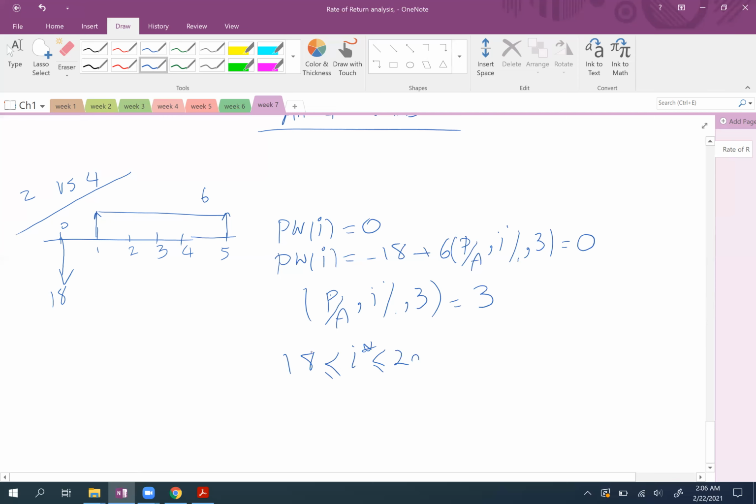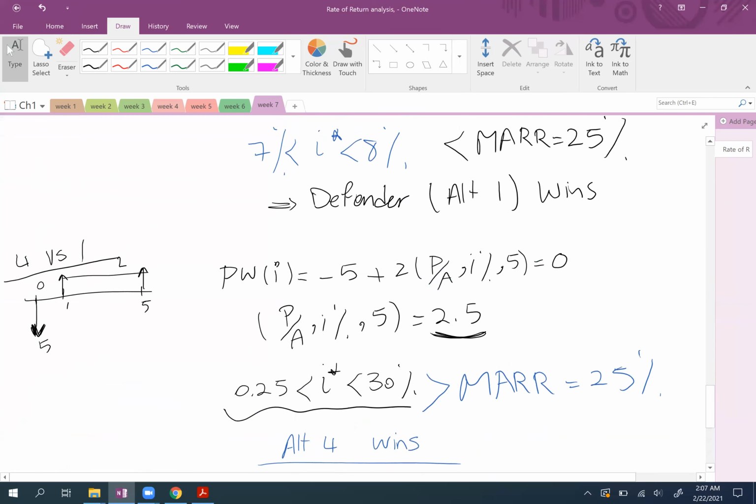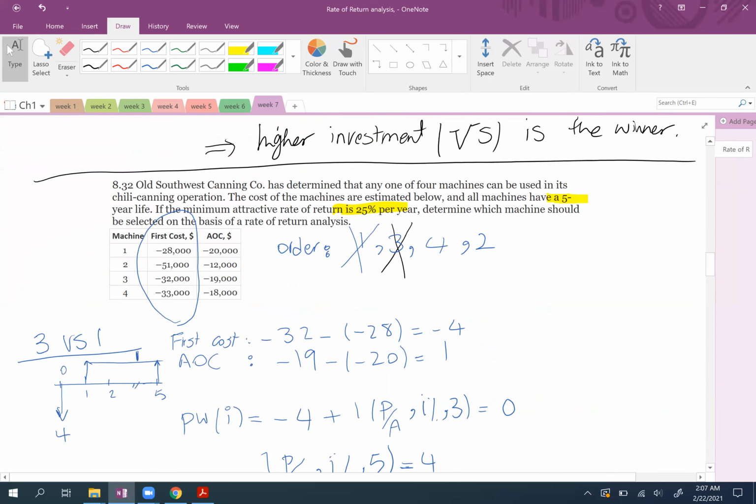You do not need to calculate the exact values for examples like this because you just need to compare it with your minimum attractive rate of return, which is 25%. Which is obviously less than 25%. So following the procedure that we have, we will say that alternative 4 wins, which is the cheaper project. So I'll go back to this list. I will eliminate 2.